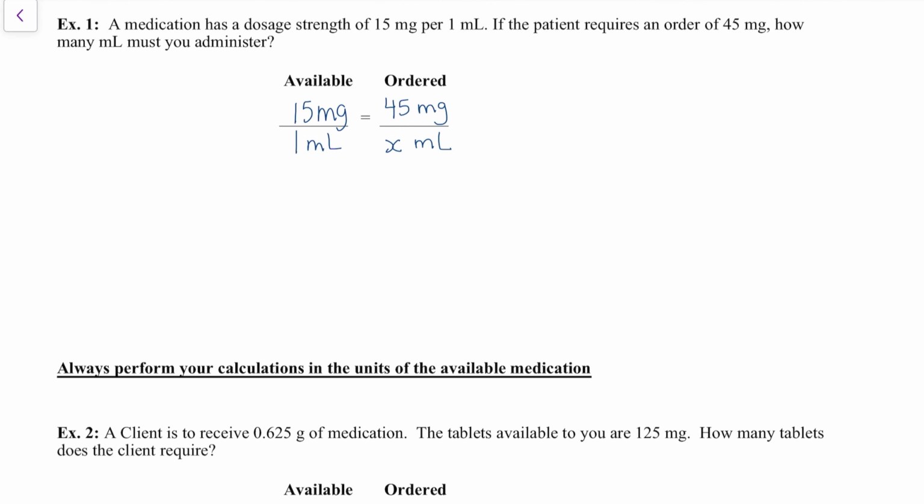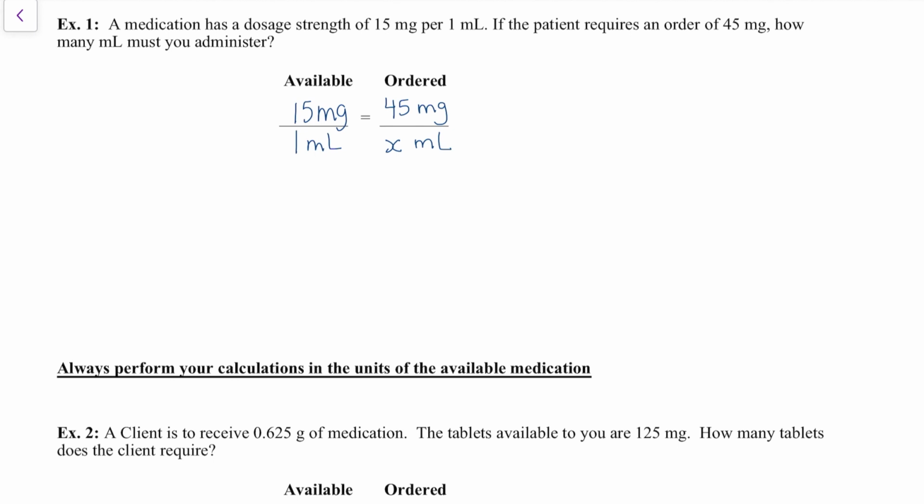Now, a few things I want you to notice in this setup. One is that I have the available on one side, so the 15 milligrams per milliliter is on one side of the equation, and the ordered is on the other. The other is that I also lined up the units, so I have milligrams on top and milliliters on the bottom. Now, if you set it up the other way, you put milliliters on the top, milligrams on the bottom, that's perfectly fine. You will get the correct answer, but you have to be consistent. So I kept the available on one side, the ordered on the other, and my units are lined up.